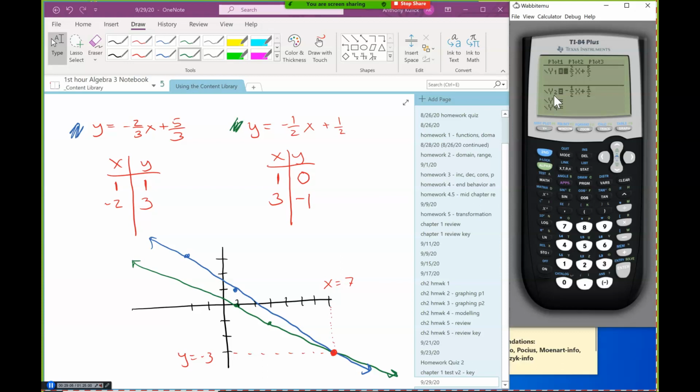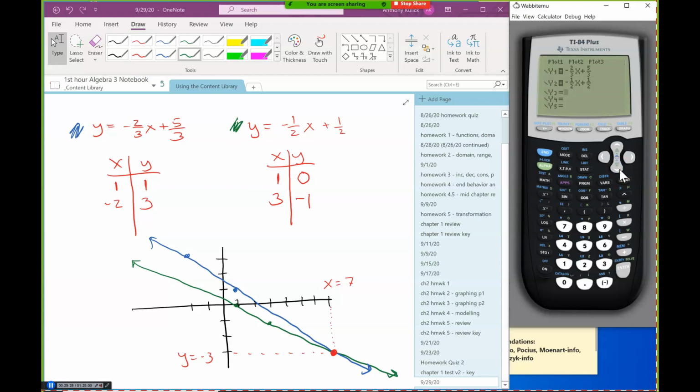Remember, the shortcut to get the fraction was alpha and the Y equals button. So if you press alpha and then Y equals, and then pick that first option, it'll put the fraction bar in there that you can fill in. That helps make things a little bit neater.